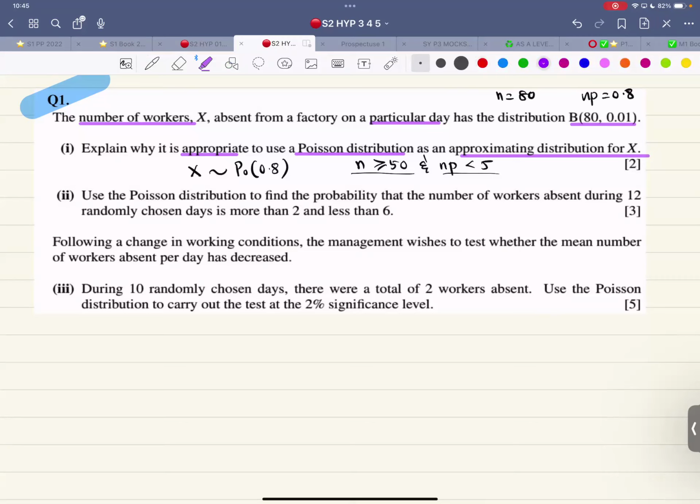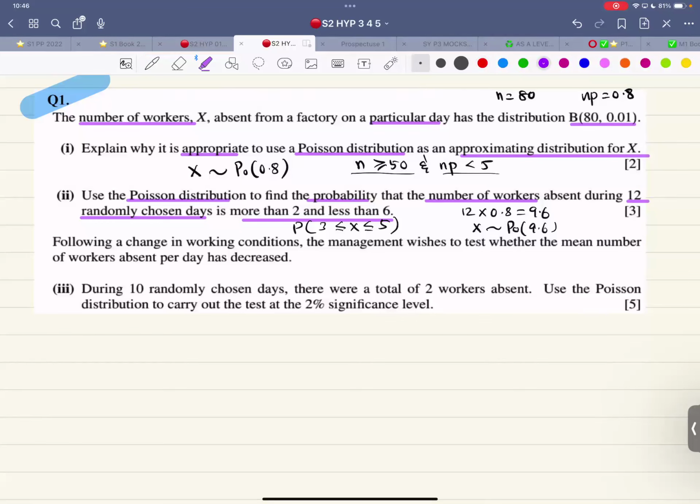The next part says use the Poisson to find the probability. So this is about probability, it's not about a hypothesis test as such, that the number of workers absent during the 12 randomly chosen days is more than 2 and less than 6. So in other words, 12 into 0.8 comes out to be 9.6. That is now the lambda for this. More than 2 means greater than 2, less than 6 means less than 6. So basically this is 3, 4, 5. So probability X lies between 3 and 5 inclusive. That is what you have to calculate.